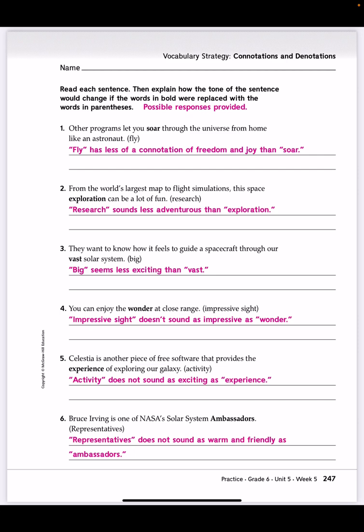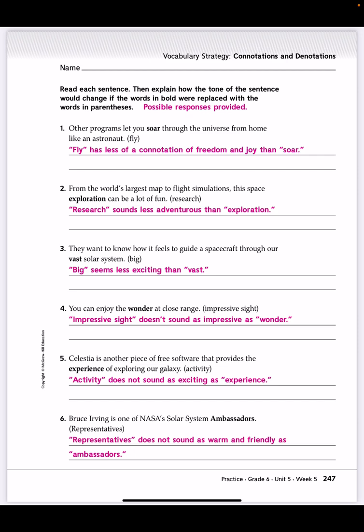Connotations and denotations. We said look at that letter D in front of denotation. A denotation is a dictionary definition, whereas a connotation is a popular or understood meaning. So what they want you to do is read the sentence and explain how the tone of the sentence would change if we replaced it. If I changed to fly from soar, it kind of takes the fun away, right? When you hear soar, it sounds a little different than flying. Okay? If I took research in place of exploration, again, research sounds like a boring kind of thing, whereas exploration is more of a fun, exciting situation.